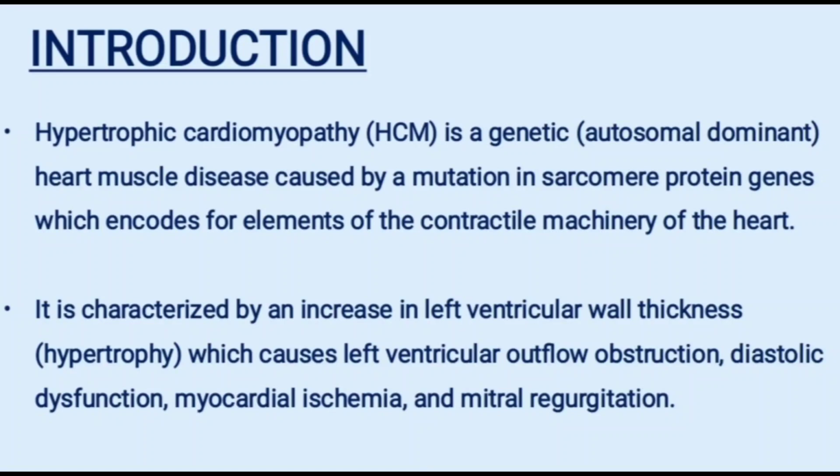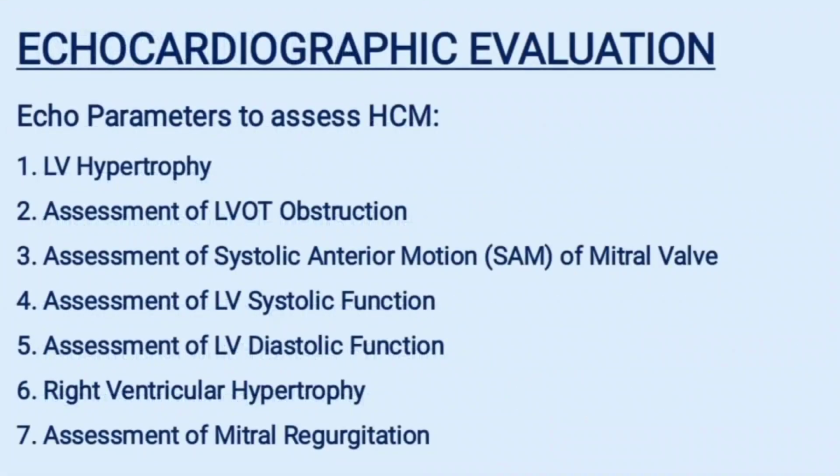It is characterized by an increase in left ventricular wall thickness, that is why the term hypertrophy, which further causes left ventricular outflow obstruction, diastolic dysfunction, myocardial ischemia, and mitral regurgitation. Moreover, HCM can be obstructive as well as non-obstructive. 2D echocardiography is one of the most commonly used clinical investigations to further assess HCM. So now let's discuss all the echo parameters that are used to assess HCM.